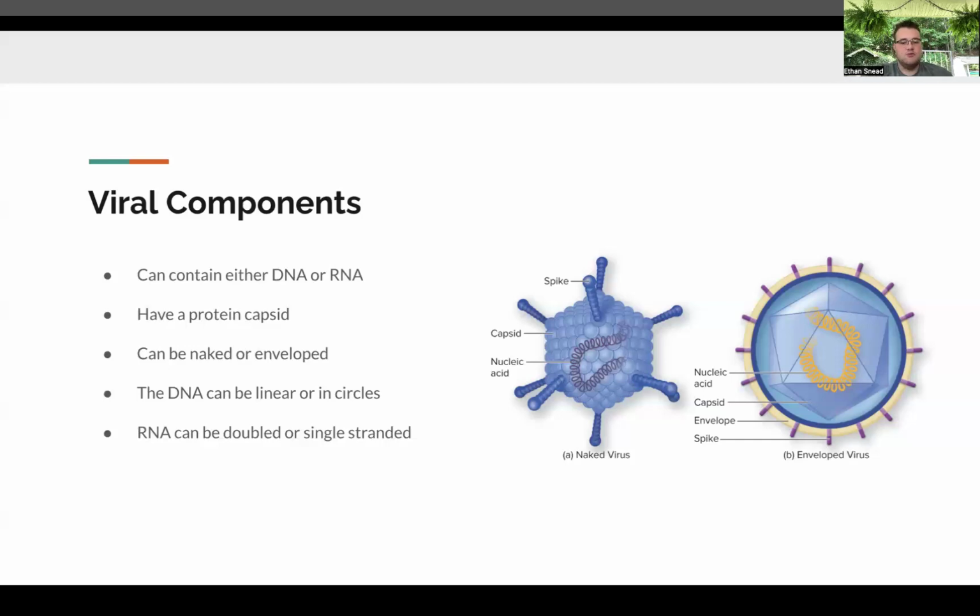To the right here, we have a representation of a naked virus. As you can see, it's not enveloped, but it's more rigid, with these spikes that go around it. And here we have an enveloped virus. As you can see, the yellow part here is the envelope that goes around, which can cause it to be more flexible.